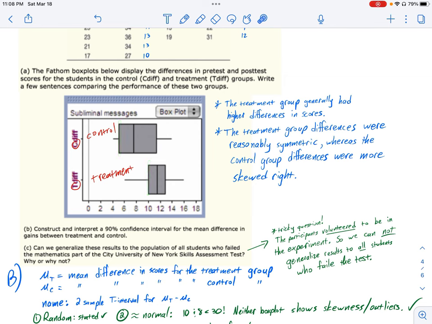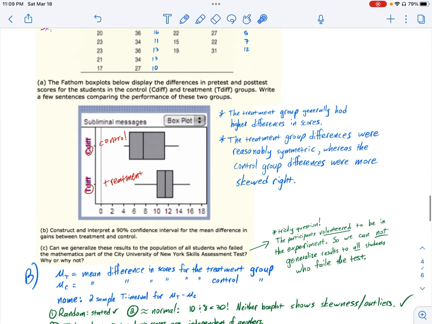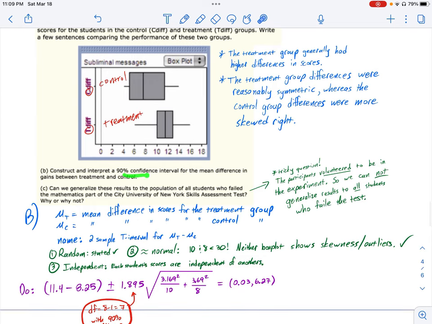This one also seems pretty darn symmetric. This is what I wrote right here. Whereas the control group, this box is a little bit bigger than this box. So I was like, yeah, maybe it's kind of skewed right. I'm just comparing them.